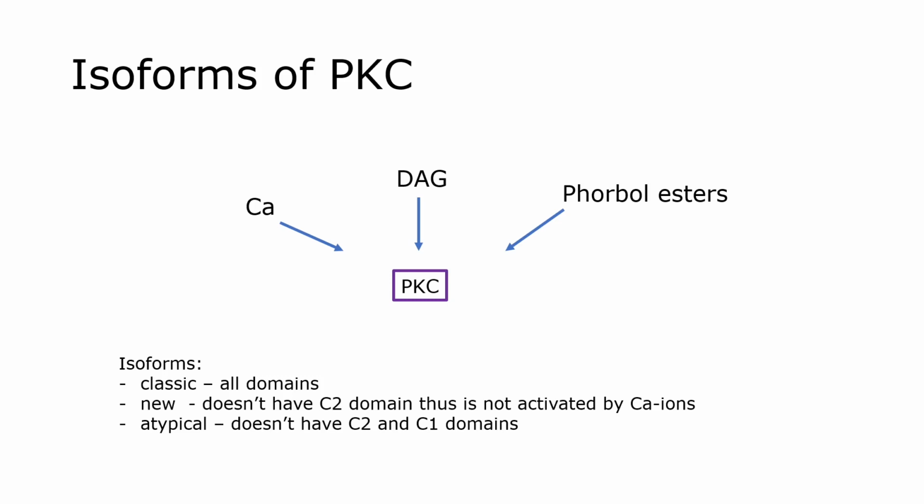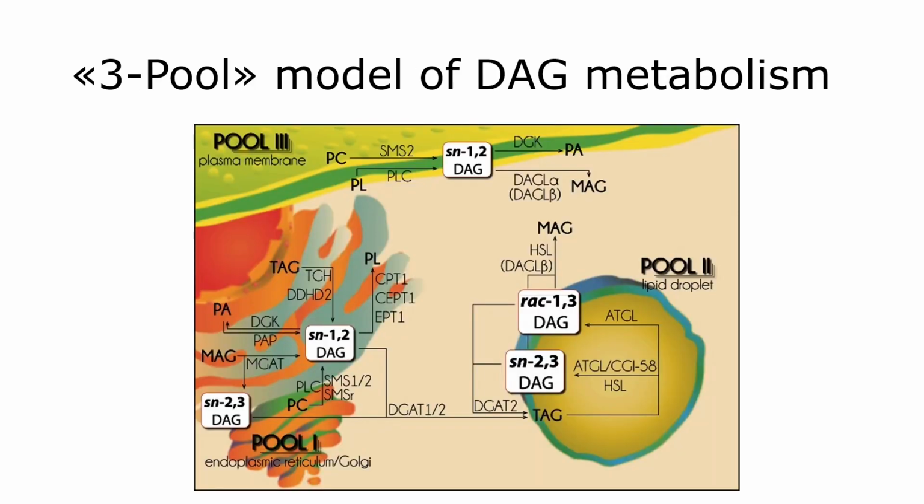Also, there is a novel isoform of PKC which doesn't have the C2 domain, thus is not activated by calcium ions, so you only need DAG or phorbol esters. Also, there is an atypical one which doesn't have C2 and C1 domains, so it can't be activated by DAG, calcium, or phorbol esters, but it is activated by phosphatidylserine. Also, there is a model which is called the three-pool model of DAG metabolism.